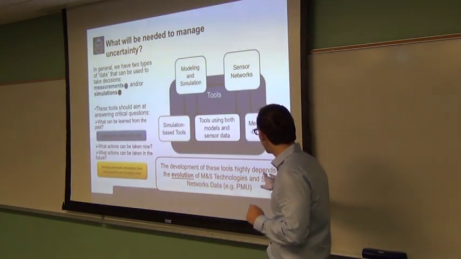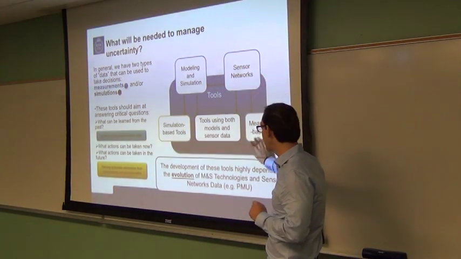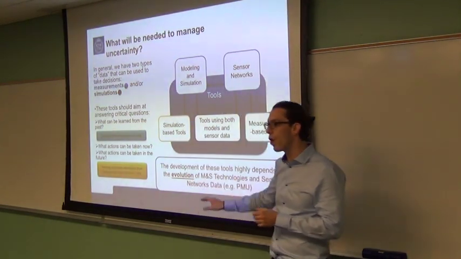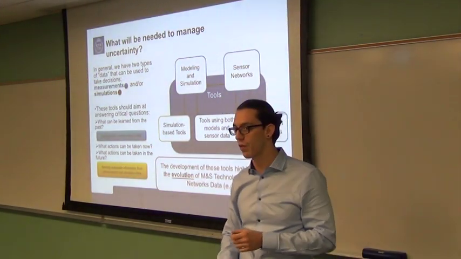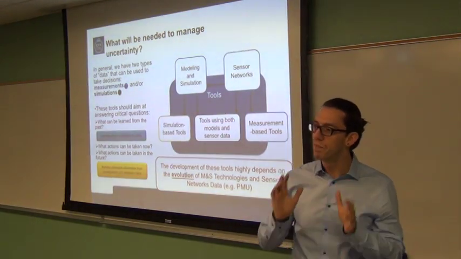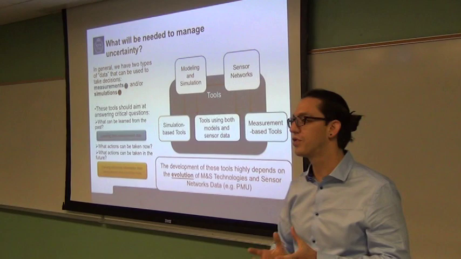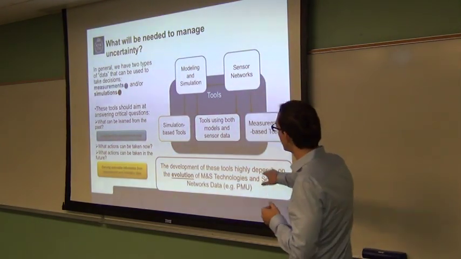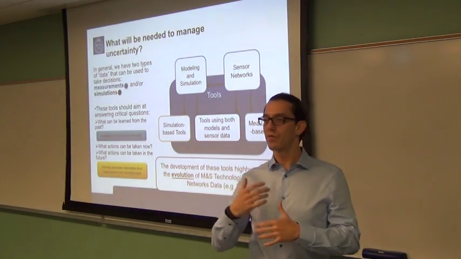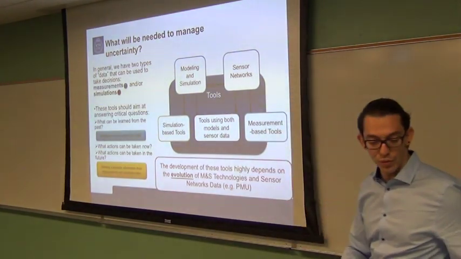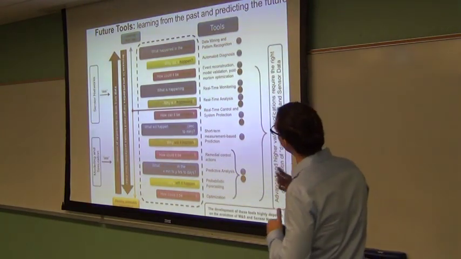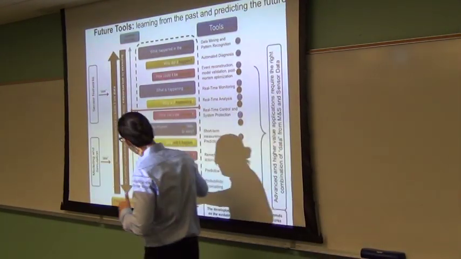But to be able to build this, all of it depends on the evolution of the modeling and simulation technologies that we have today and of sensor networks. How we decide to pick technology today has a huge impact on how we do this. So we have to keep that in mind in how we do research and develop things. This gives you an idea of what kind of tools we're going to need for the future.